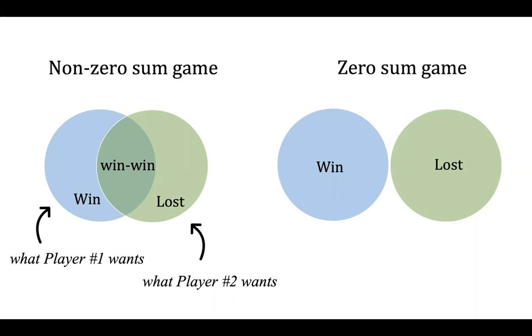For the non-zero-sum game, there exists a situation when both players can win. So there is a win-win situation. For the zero-sum game, no such situation exists. If player 1 wins the game, it means automatically that player 2 lost. And vice versa, if player 2 wins the game, then player 1 automatically lost. So how can this principle of the zero-sum game be used to create a model which will generate the data?